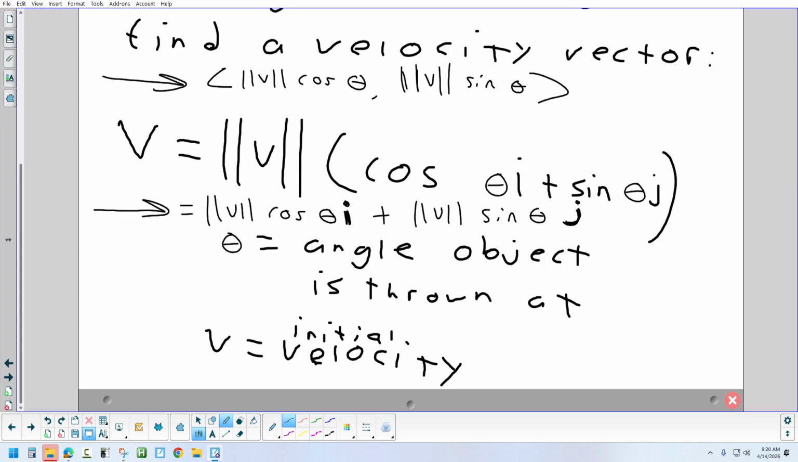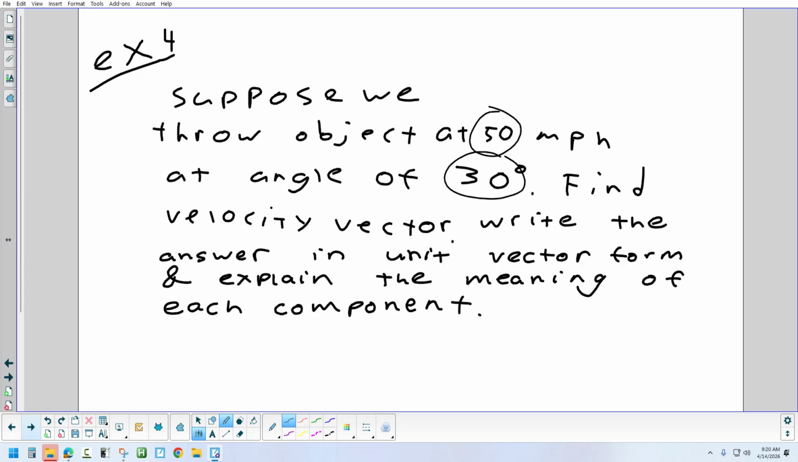So now let's see if we can work through that word problem that I showed a few minutes ago where I give you the angle and the speed, and you break that down into its components and give me the vector. Okay, so we have an object being thrown 50 miles per hour at an angle of 30 degrees. So again, that means if you were lined up with the object and you pointed the radar gun towards the object at 30 degrees, it would read 50 miles an hour.